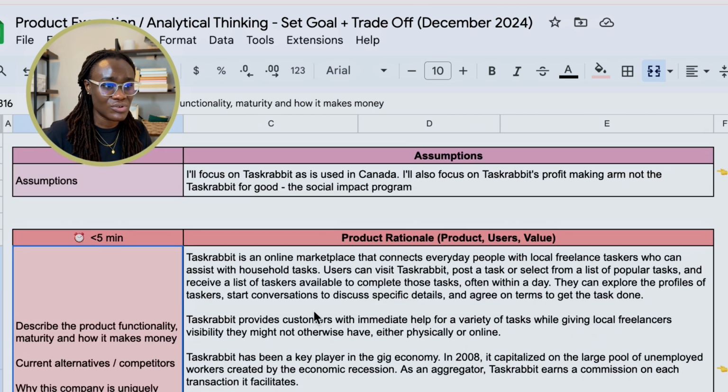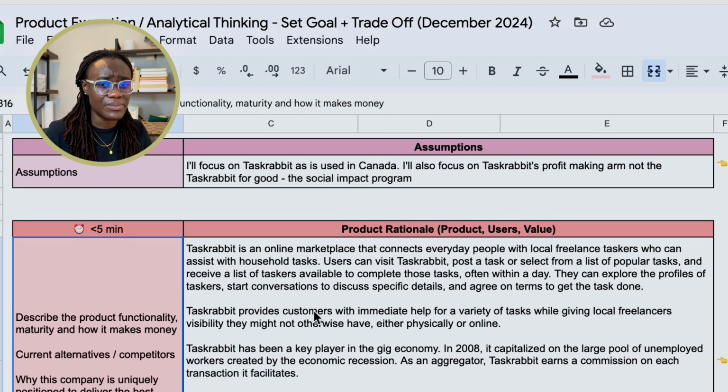So in this case for TaskRabbit, I'm saying it's an online marketplace that connects everyday people with local freelance taskers who can assist with household tasks. Users can come in, post a task, or select it from a list of popular tasks, and then they can find the taskers that can help them perform those tasks within their household. Once the task is done, they get paid and everybody's happy.